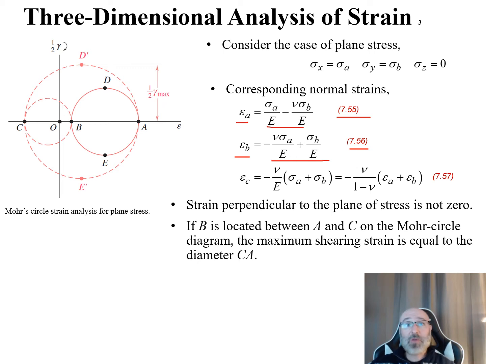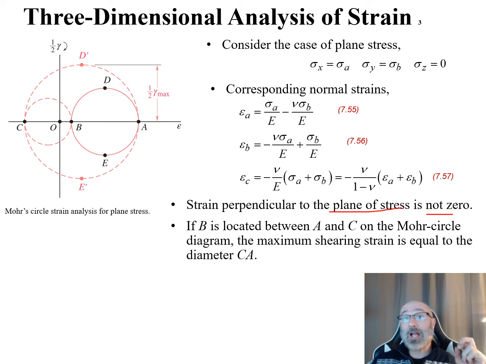So when we come down here, what we have is our epsilon sub C is equal to negative Poisson's ratio over our modulus of elasticity times this epsilon A plus epsilon B that we can plug into now. When we plug into that, we end up with this relationship that we see here, that our epsilon sub C is equal to negative Poisson's ratio over 1 minus Poisson's ratio times that epsilon A plus our epsilon B right there. And this is our equation 7.57 in our textbook. So a couple things to note. The strain perpendicular to the plane of stress is not going to be 0.